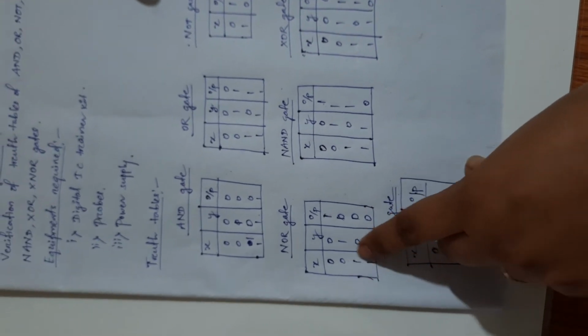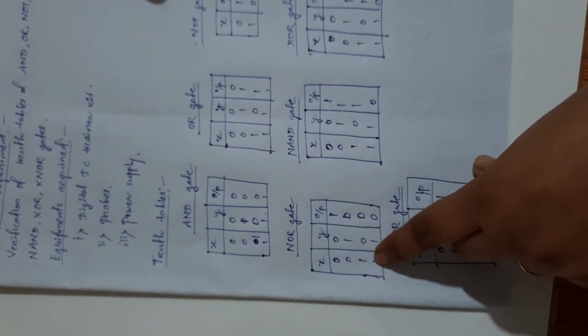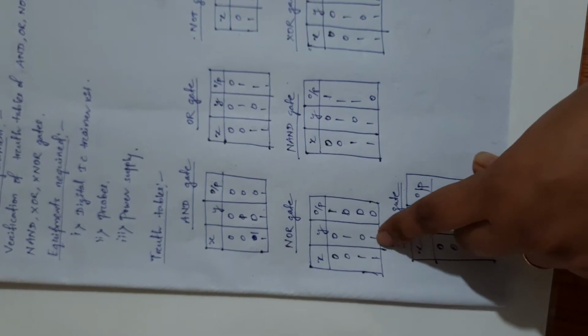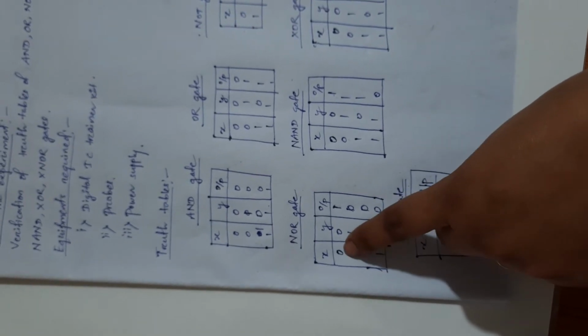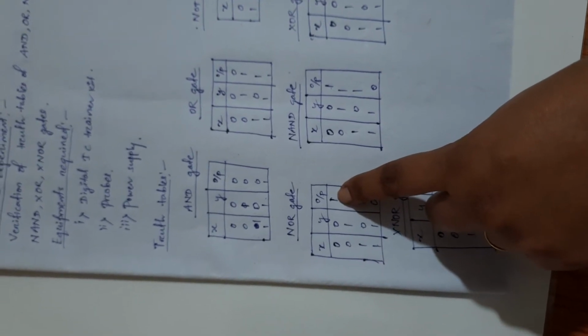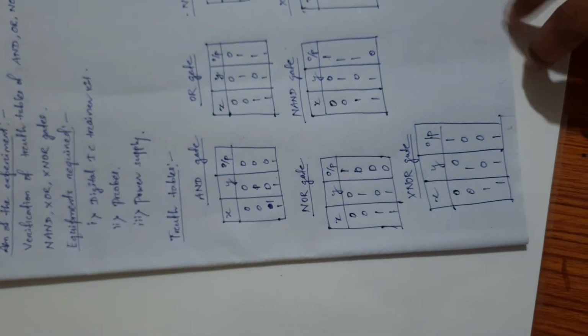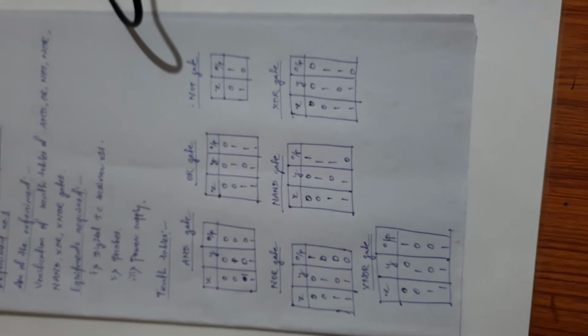now. So whenever any of these inputs are 1, then the output will be 0, otherwise the output will be 1. That means whenever both the inputs are 0, then only the output will be 1, otherwise output will be 0. So here we will verify the circuit.